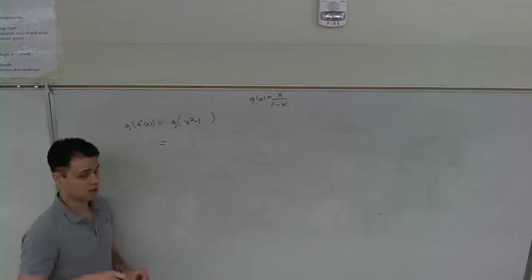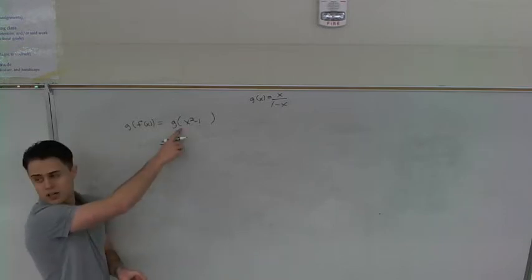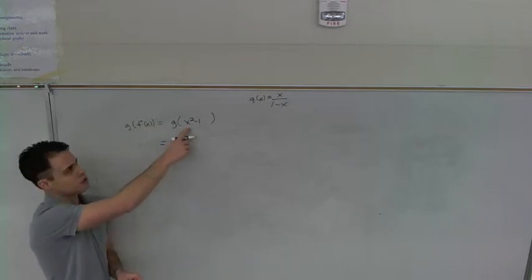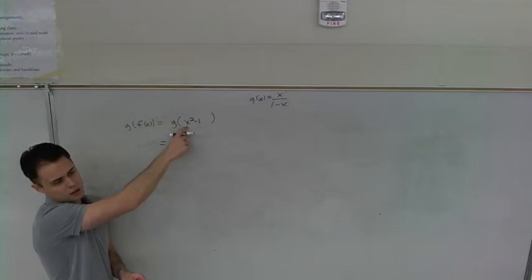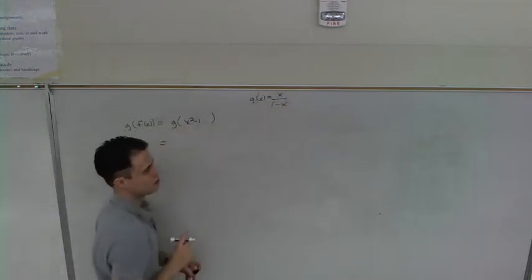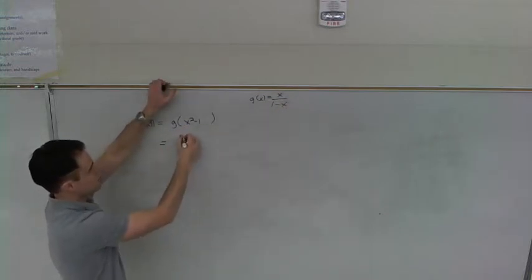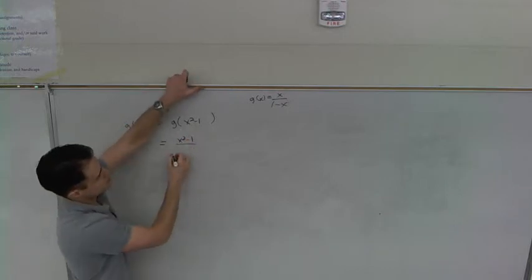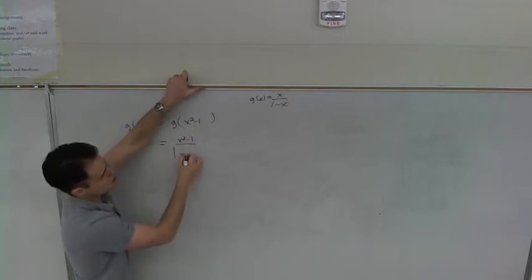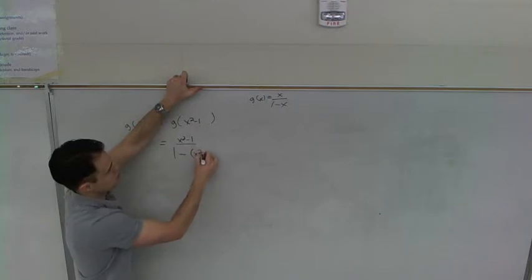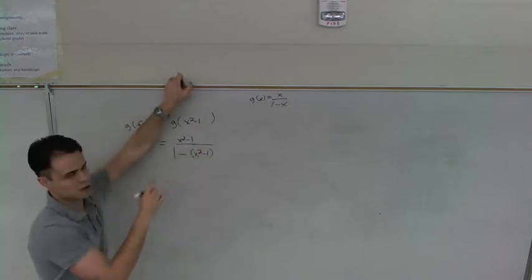Okay, how many places am I going to have to put this function here? I'm going to have to put it in there and there. So x squared minus 1 on top, and I've got a 1, I've got a minus, and I've got an x squared minus 1 on the bottom. Why did I put those parentheses there?